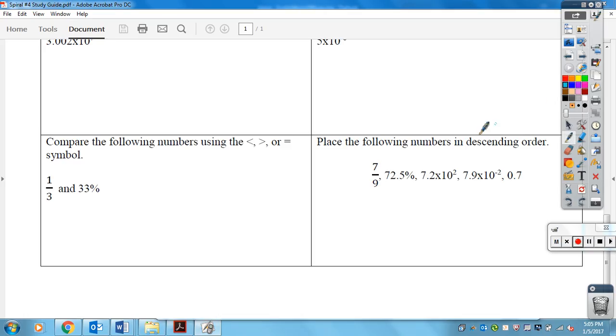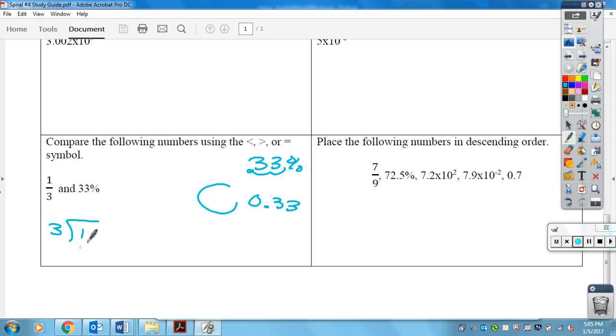These last two require a bit more work. It says to compare. I can't compare them because they're written in different forms, so let's turn them both into decimals. 33%, that one's pretty easy. Just move the decimal twice, 0.33, or 33 hundredths. Let's compare that to 1/3.